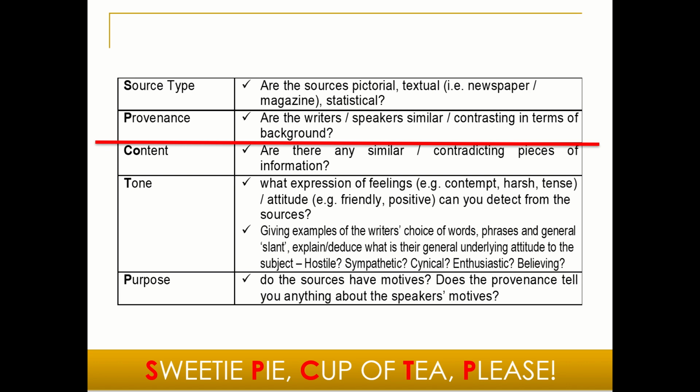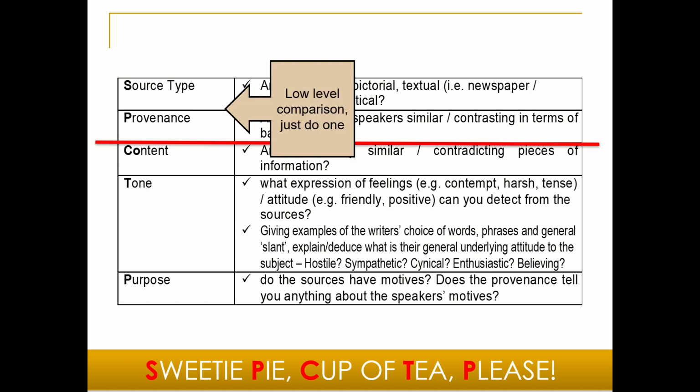Okay, so realize source type and provenance are very basic forms of comparison. This is what I would call low level comparison. For low level comparison, just do one. If you want to compare source type, just talk about source type. If you want to compare provenance, just compare provenance. You don't have to do both, just do one. I always ask students to try to do low level comparison because this is a form of safety net for you before you move on to higher level comparisons like content, tone, and purpose.